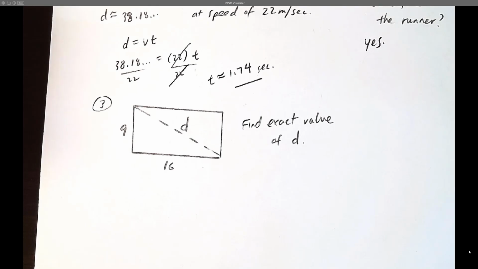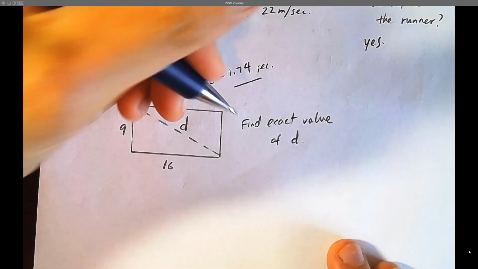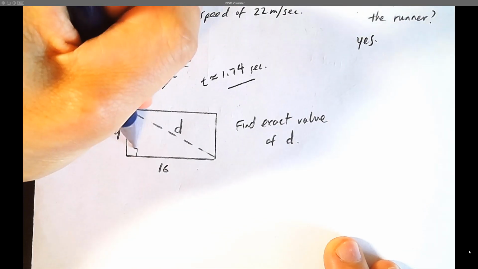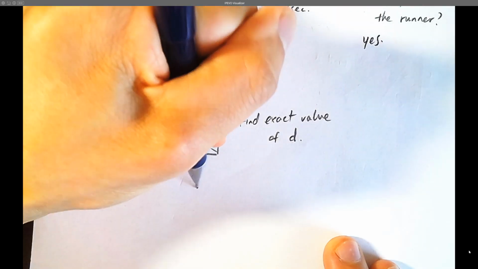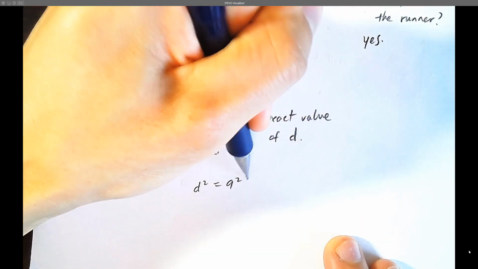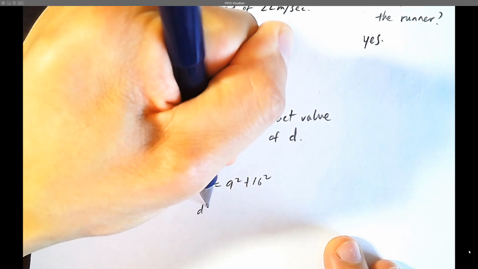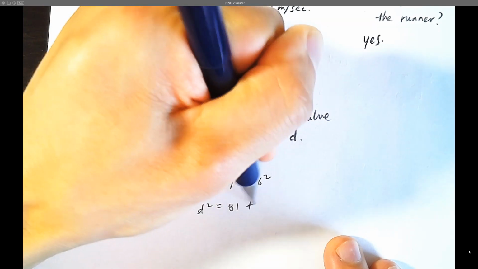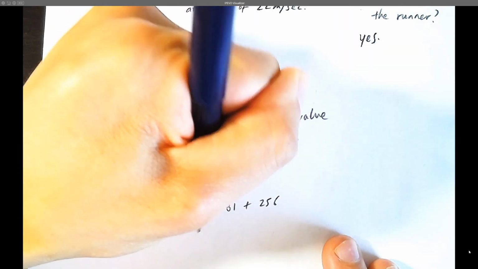So question number 3, find the exact value of D. This is simply a hypotenuse. This is a right angle. This is a nice rectangle. We're going to say D squared equals 9 squared plus 16 squared. D squared equals 81 plus 256.